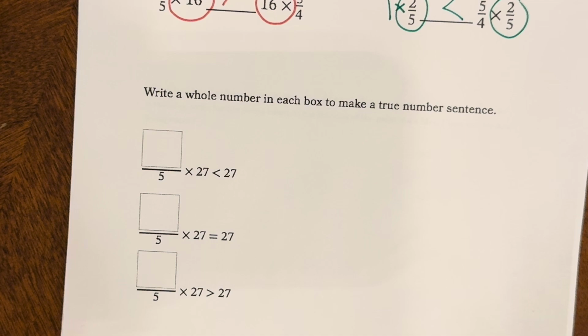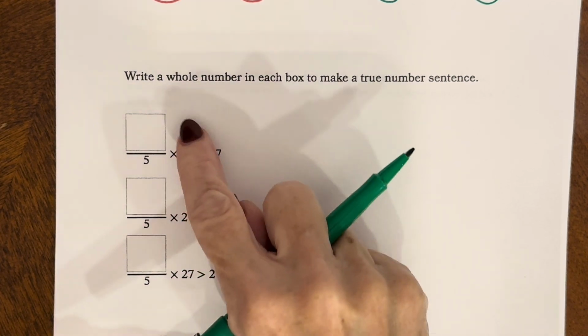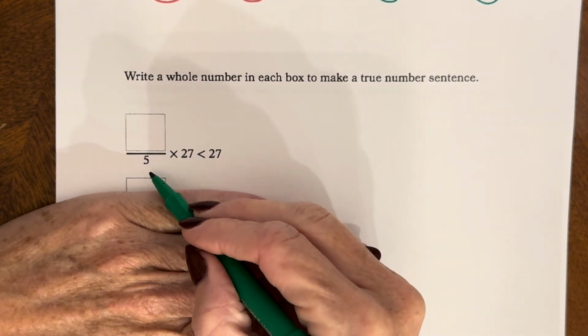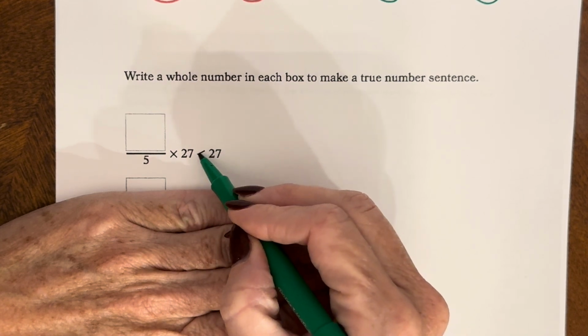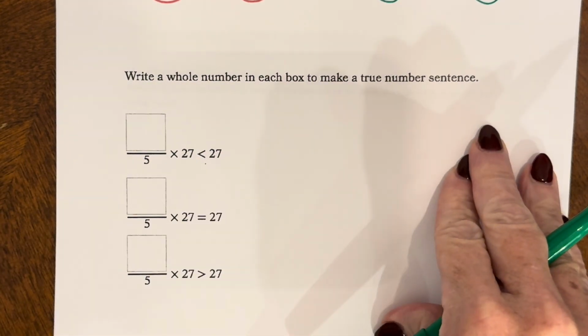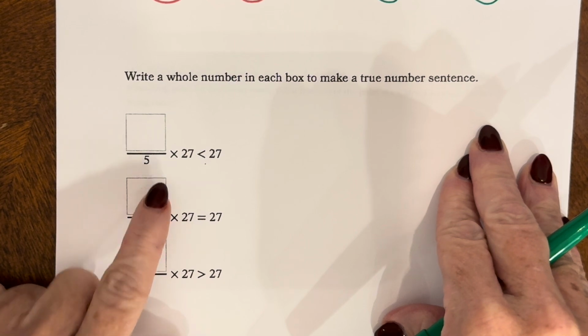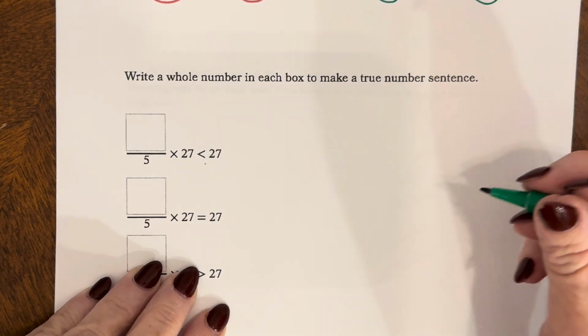This has a whole new set of directions. This says, write a whole number in each box to make a true number sentence. So this is a little weird what they're doing here. This expression says blank over 5. So they want a fraction times 27 is less than 27. So they want a fraction that will make multiplying it by 27 less than 27. So I think we're going to kind of solve the middle first. Because what do I know?